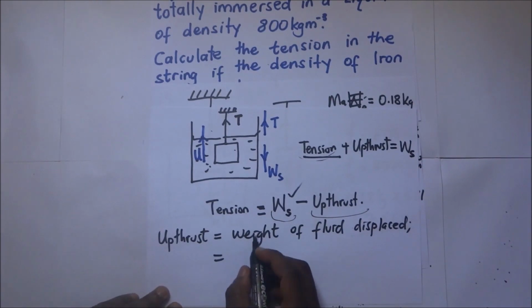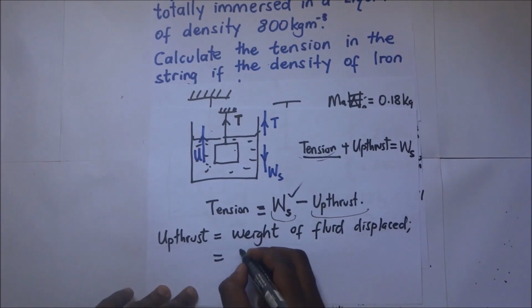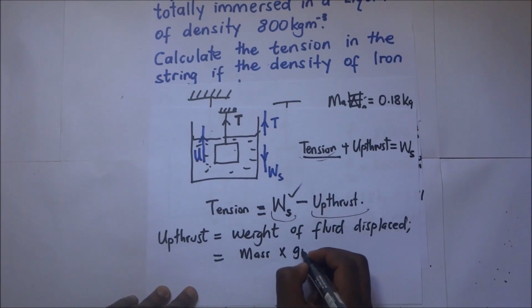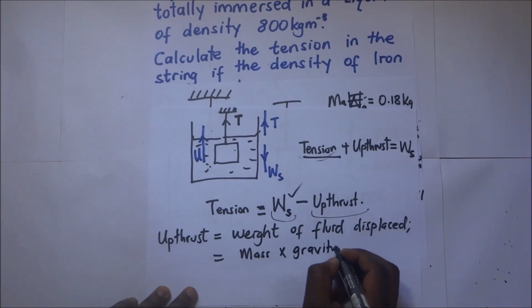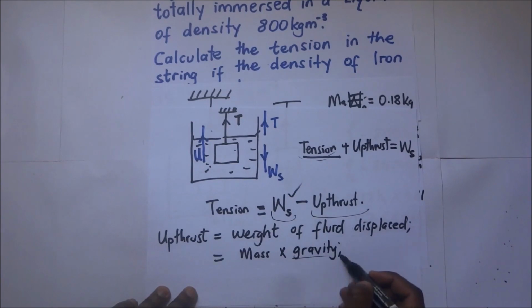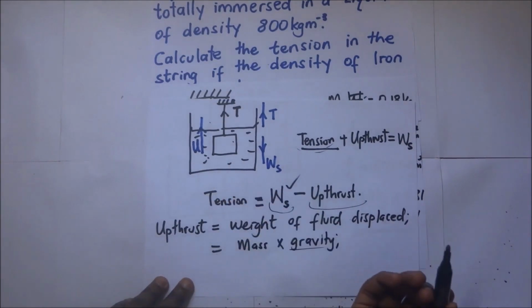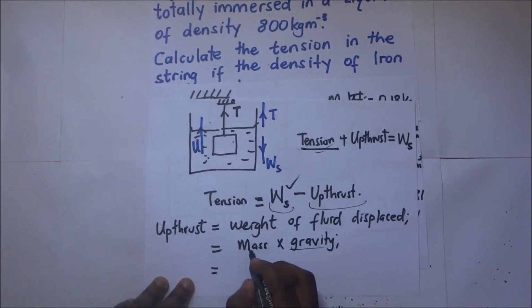Now we know that weight is given by mass times gravity. We already know the gravity, we need the mass. We do not know the mass of this fluid. It's not given in the question. But we know that mass is also given by density times volume.